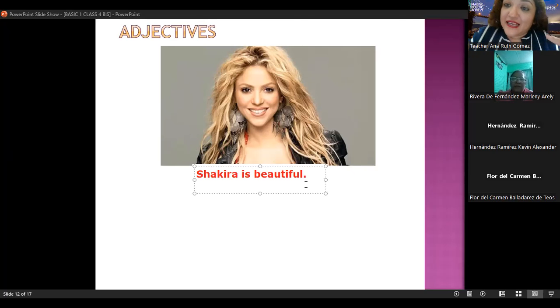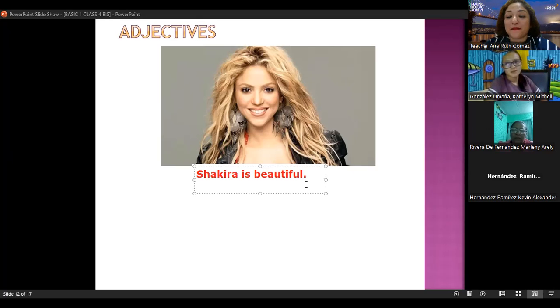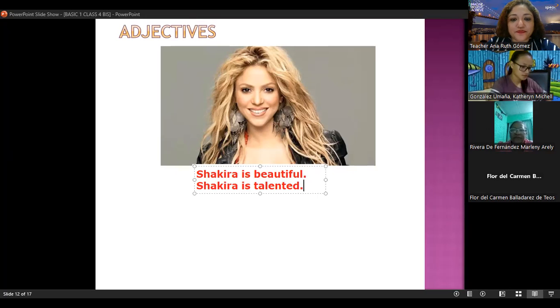¿Qué más podemos decir? What else can we say about Shakira? Si no saben el adjetivo, pregúntenme. Teacher, how do you say? Catherine. How do you say talentosa in English? Talentosa in English. Okay. Shakira is talented. Talented. Shakira is looks hard. Sorry? Shakira is looks hard.